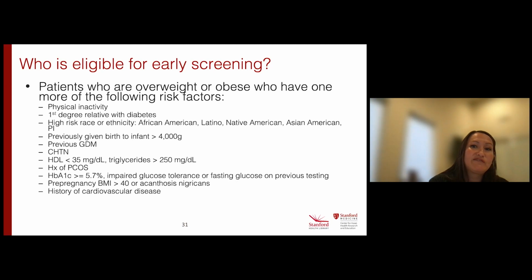hemoglobin A1C greater than or equal to 5.7, a pre-pregnancy BMI of greater than 40 or acanthosis nigricans, or a history of cardiovascular disease. So when you think of patients in general, many patients are going to fall into this early screening algorithm.